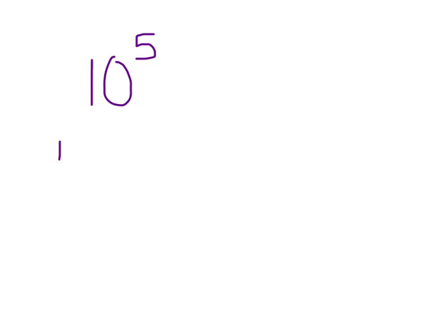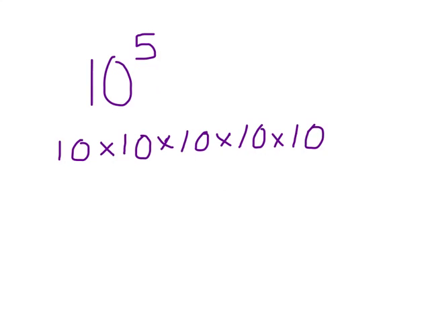10 to the fifth power means that I'm multiplying 10 together 5 times. Remember, each time I multiply by 10, I increase one place value. So, I would start with 10. The second 10 would make it 100, 1,000, 10,000, 100,000. 10 to the fifth power is 100,000.